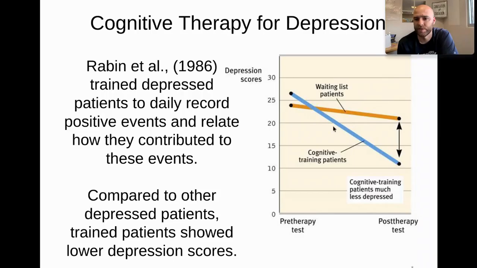So these patients in the blue line who received that cognitive restructuring training, their depression scores dropped by over half, 50%, right, in their post-therapy test. While those waiting list patients, their scores decreased somewhat, but certainly not as much or as drastically as those who had received the cognitive restructuring training.